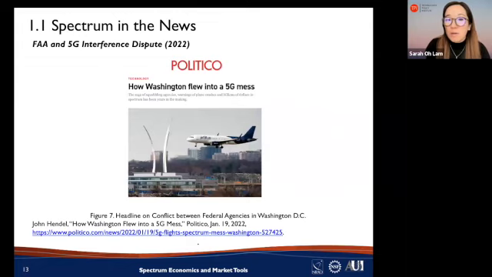Here's another headline about this particular conflict between federal agencies. In Politico, it says how Washington flew into a 5G mess. The saga of squabbling agencies, warnings of plane crashes, and billions of dollars in spectrum has been years in the making. So, like I said in an earlier headline, the satellite companies were talking about this band in 2019. But then in 2022, the aviation industry starts raising red flags about this 5G band. And so you see this headline in Politico. And a lot of Washington was concerned about what was happening in this band.